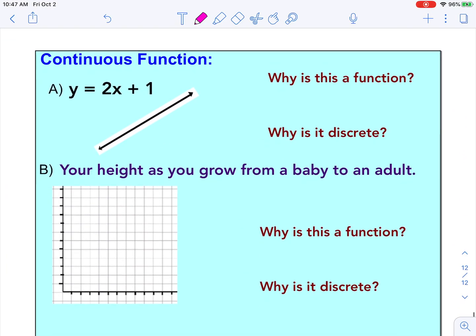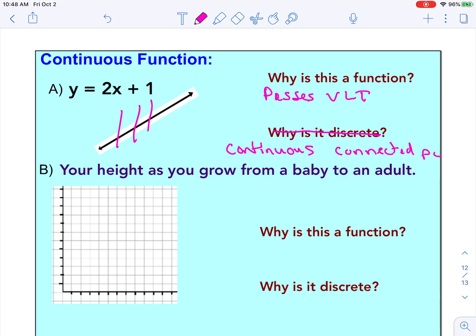Here's some examples of continuous. First of all, why is this a function? Because it passes the vertical line test. Why is it discrete? Well, it's not discrete. It's continuous. That must be a mistake, a typo. So it's a continuous function because it's connected points on your graph. I think this is supposed to say continuous as well.